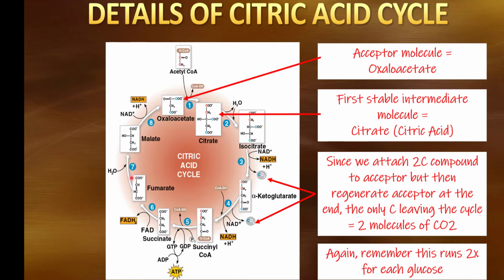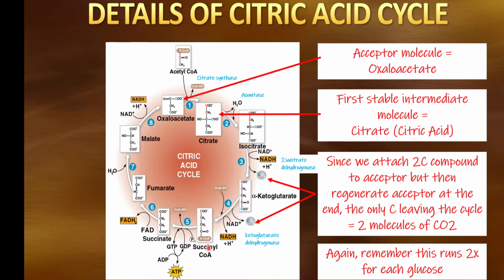Now let's take a look at some of the enzymes that run these reactions. The first reaction, the attachment of the acetyl group onto oxaloacetate, is run by an enzyme called citrate synthase, because when we attach the acetyl group to oxaloacetate, we form citrate. Our second enzyme, the one that takes citrate to isocitrate, is called aconitase. Going from isocitrate to alpha-ketoglutarate, we have isocitrate dehydrogenase, which makes sense because we're pulling off a hydrogen. Going from alpha-ketoglutarate to succinyl-CoA, we have ketoglutarate dehydrogenase.